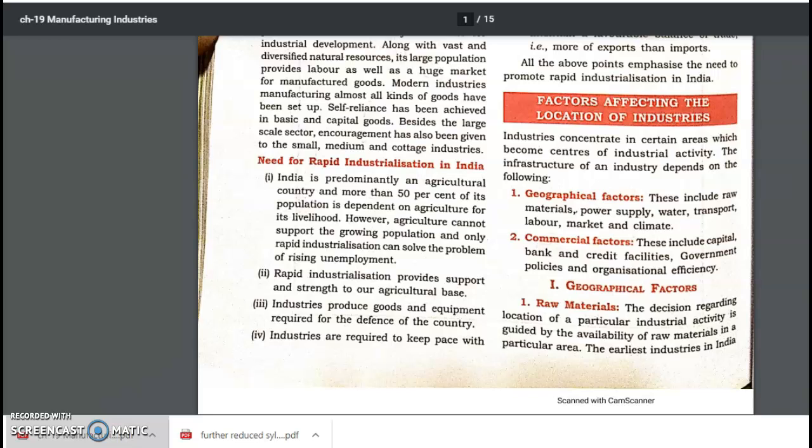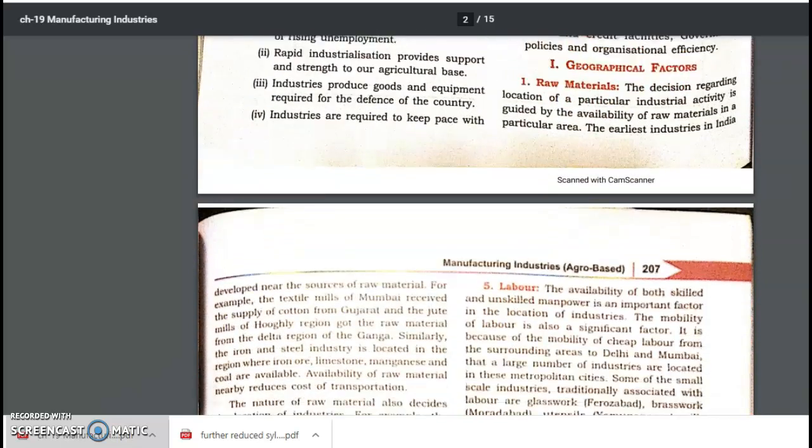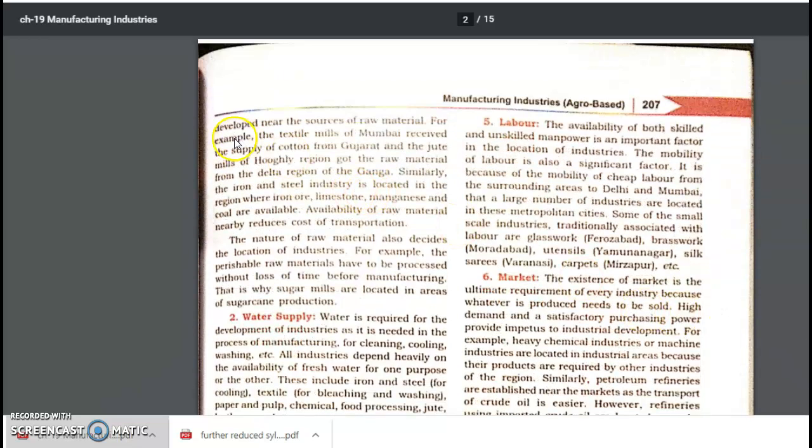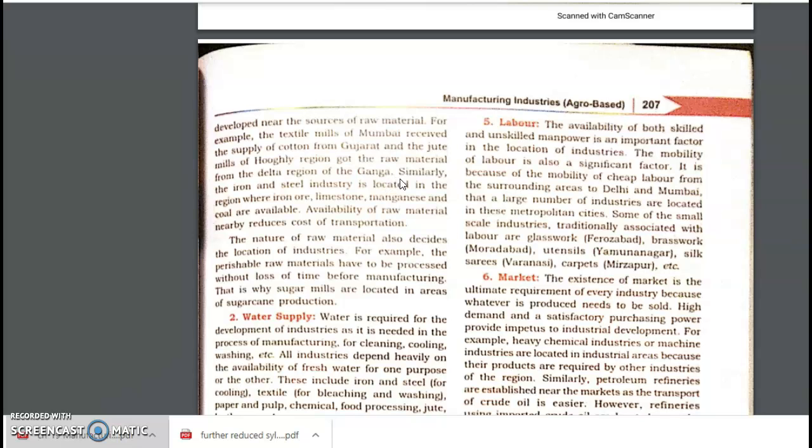Let us go through the geographical factors, under which we have the raw material, which is the basic requirement for an industry. The decision regarding the location of a particular industry is generally guided by the raw material. So it is really essential that when an industry is developed, the raw material should be nearby. So it says that development takes place near the source of raw material. For example, the textile mills of Mumbai received the supply of cotton from Gujarat, and the jute mills of the Hooghly region got their raw materials from the deltaic regions of the Ganga. So the raw materials were quite near, therefore the industrial development actually helped.